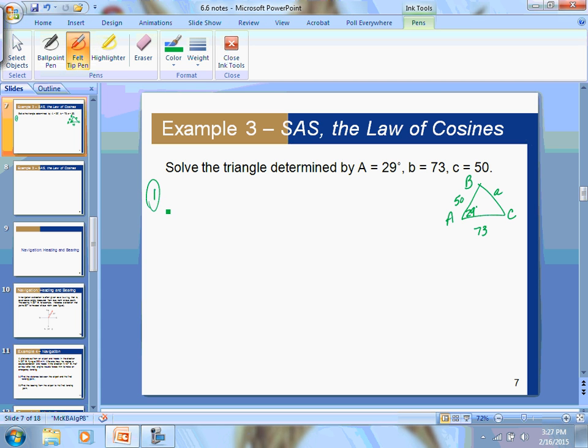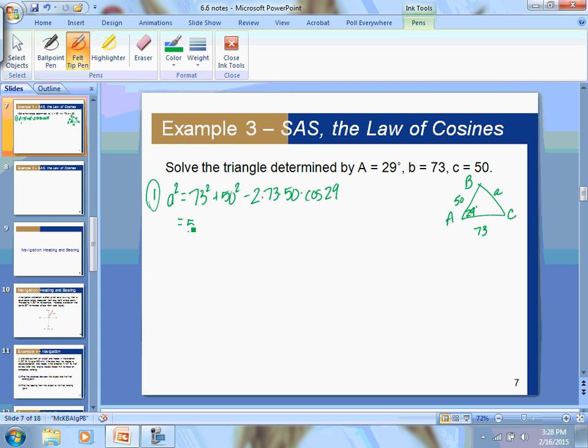So I'm going to use that equation that starts with a squared. Then I'll have 73 squared plus 50 squared minus 2 times 73 times 50 times the cosine of 29. Now this problem is way more straightforward because I'm not finding the angle, I'm finding the side. So basically I just have to simplify this whole right side of my equation, take the square root, and I'll have my measurement for A. Okay, so you're going to get some really big numbers. I can write them in here if you'd like.